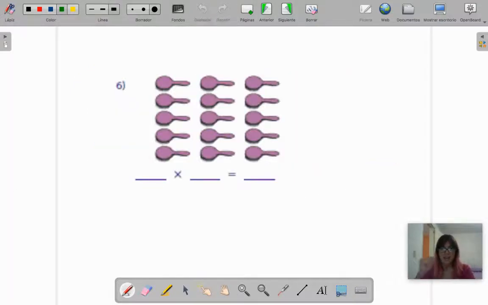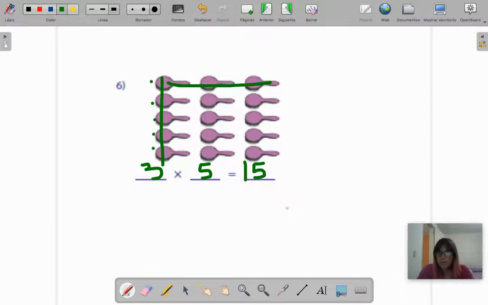The last one. How many are at the top? 3. How many are on the side? 1, 2, 3, 4, 5. That means 3 times 5, and you count all of them, and that's 15.